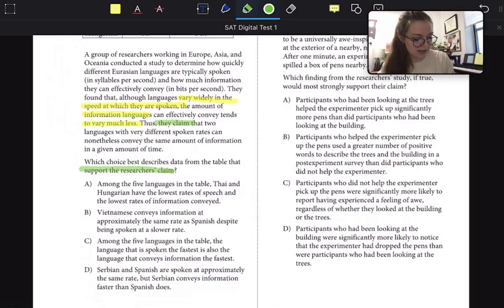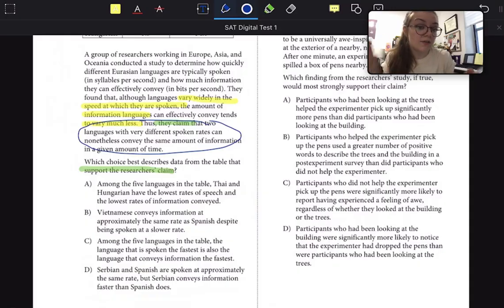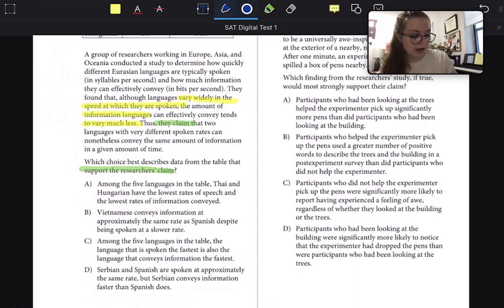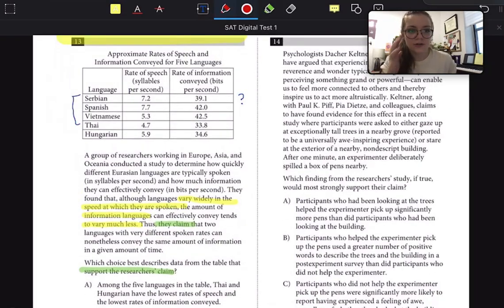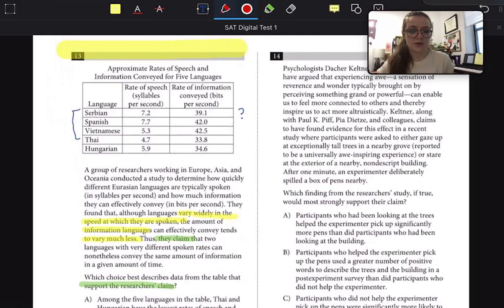So which data in the table best describes this idea that the speed of the language does not determine the amount of information? So let's go through these answers here. When you're looking at questions that also involve a graph or some kind of data or some kind of statistic, it's a good idea to look through and see which answers you can disprove. And this can be for a number of reasons. This can be because they have misinterpreted the data, or they're actually saying something that's factually incorrect, or they're using data that is true but it's not relevant. It has nothing to do with what the actual question is asking.